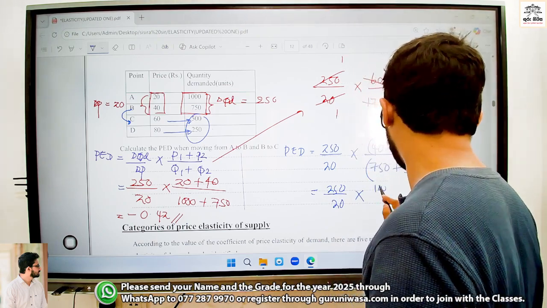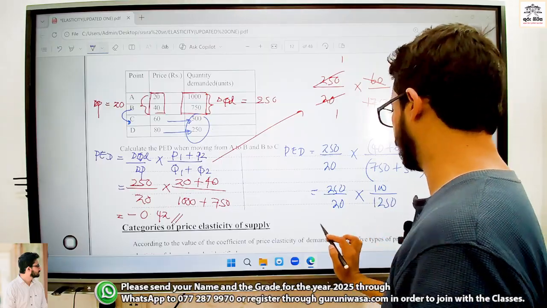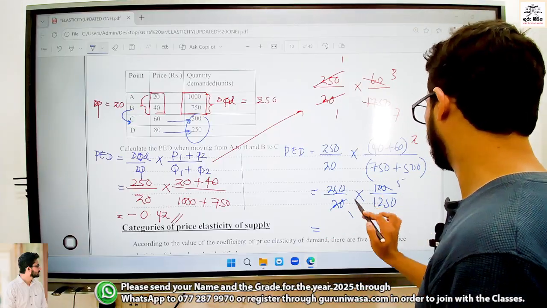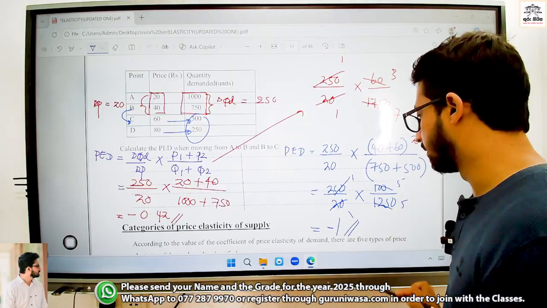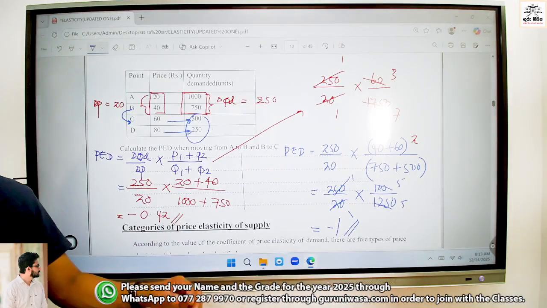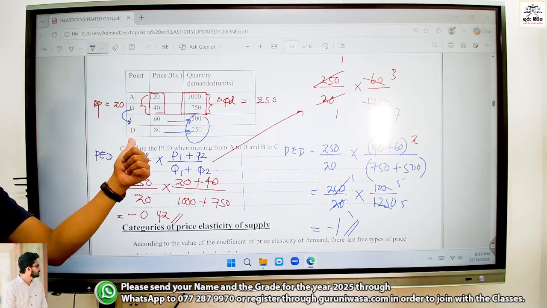Here it is 100, divided by 1100. Look at the answer here. It is 1, minus 1, right? The answer is number 1. If you want, you can calculate the PD value from C to D.